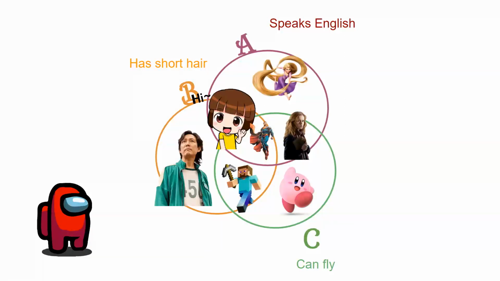We have Steve from Minecraft, who has short hair and he can fly in creative mode, but he doesn't really speak. We have the main character from Squid Game, who is Korean, so he doesn't quite speak English in the movie, but he has short hair and he can't fly. Now, some people might not fit any of the categories that you created. These people can be outside the sets, such as Among Us. He can't speak English, he does not have short hair, and they don't quite fly.